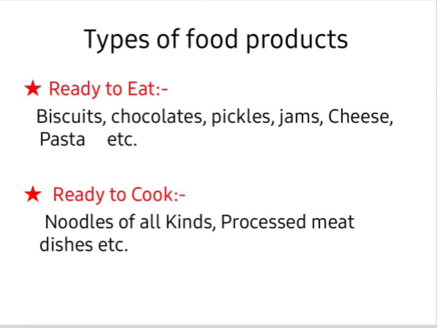And the types of food products mostly consumed are ready to eat and ready to cook. The ready to eat items are biscuits, chocolates, pickles, jam, jellies, pastas, the Maggies and all. And ready to cook are noodles of all kinds, the Maggies, processed meats, the frozen items, all kinds of frozen items, and the nuggets and all those things. So those are the ready to cook items. So I hope you have understood the major scope, or the major strength, of the processing industry of India.